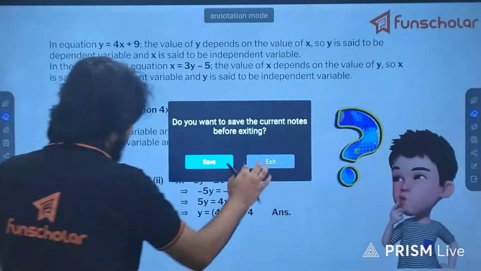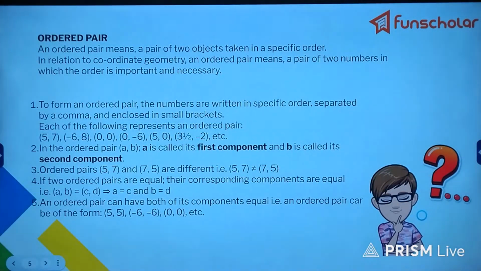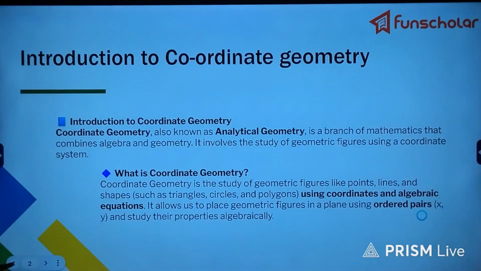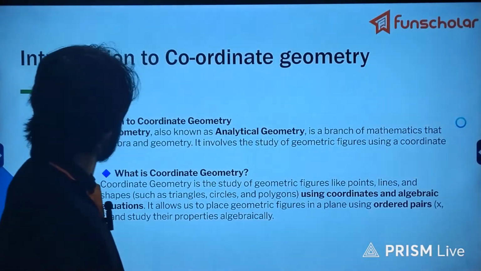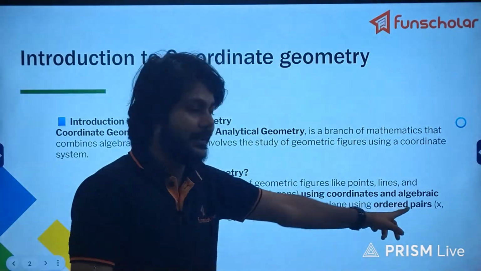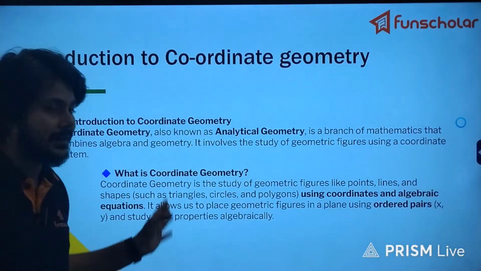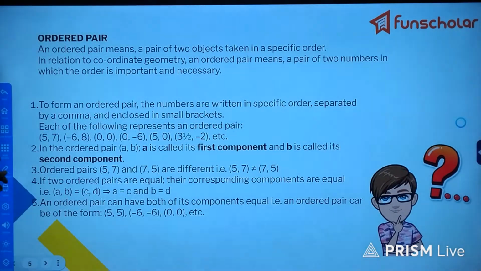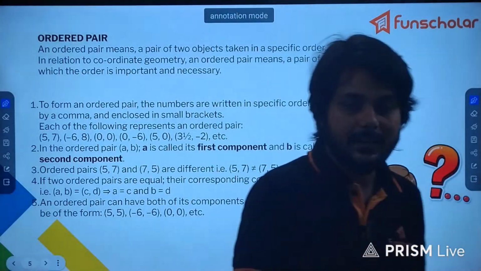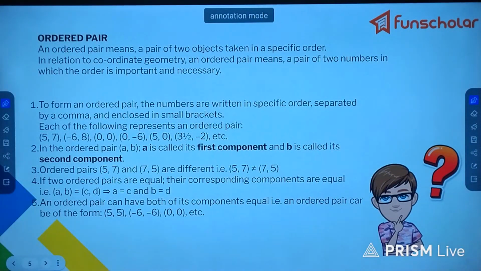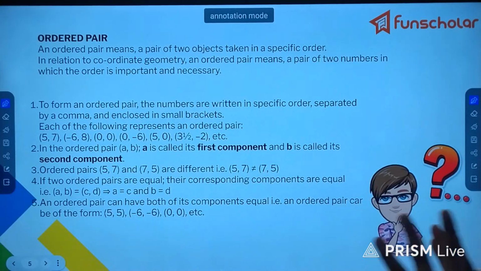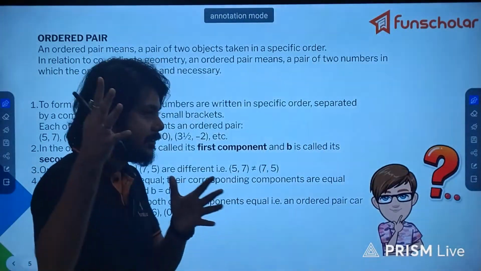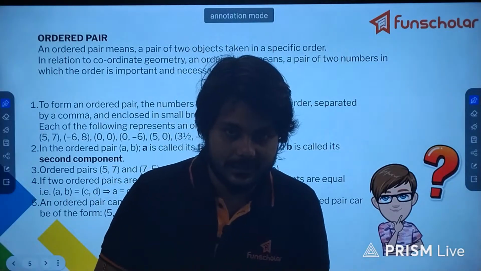Okay, so moving ahead, ordered pair. This term was mentioned in the introductory slide. Ordered pairs, x comma y. You are also very much aware of the ordered pair, as you have already studied coordinate geometry in your previous classes. So can anyone of you tell me in the comments what is the meaning of ordered pairs?